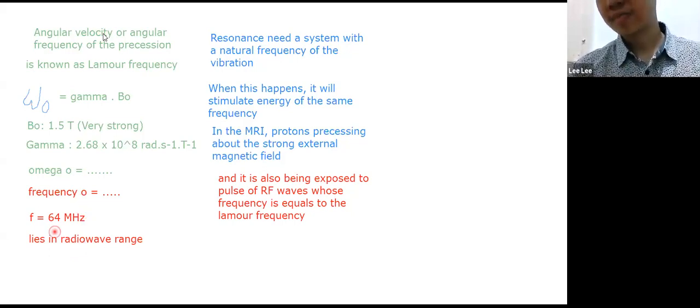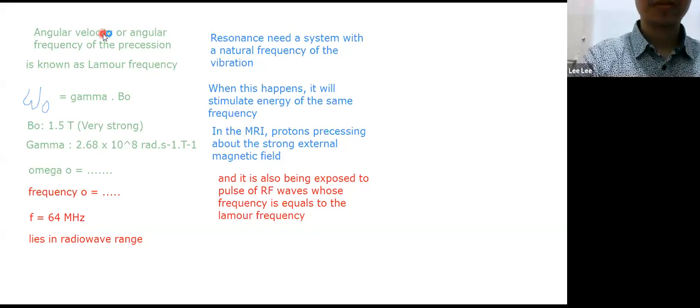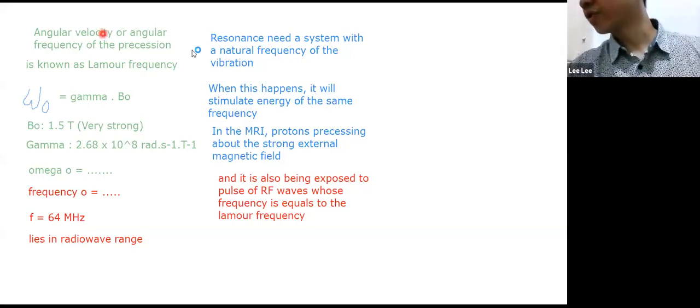Why should it be the same? Because we want the resonance process to happen. So if you don't use the same frequency with the Larmor frequency, then there is no resonance process. Then the next question is, after the resonance process happens, what do we expect? Why do we need to have a resonance process? That's what we are going to discuss next. Any questions until here? Okay, then we continue again.